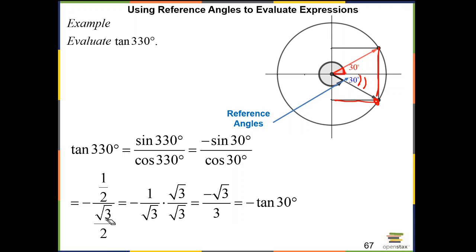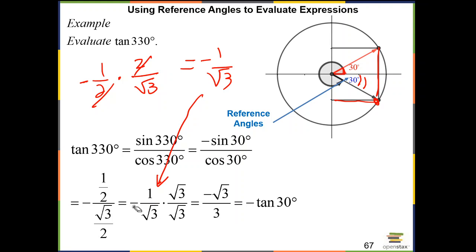So it's negative 1/2 divided by square root of 3 over 2, right? It would be negative 1/2 times 2 over square root of 3, and the 2's go away. So that would be negative 1 over square root of 3. That's what I have here, right? That's a negative. And then you rationalize it, you get negative square root of 3 over 3, okay? And that is the same as negative tangent 30.